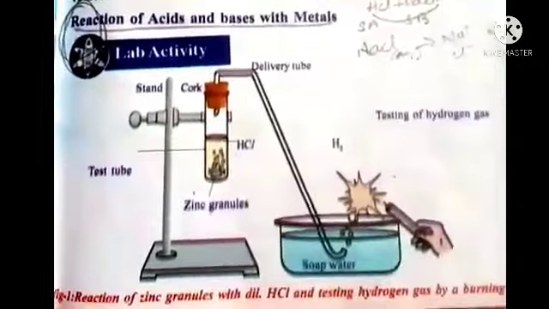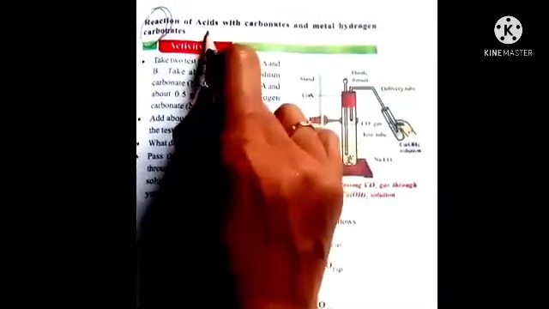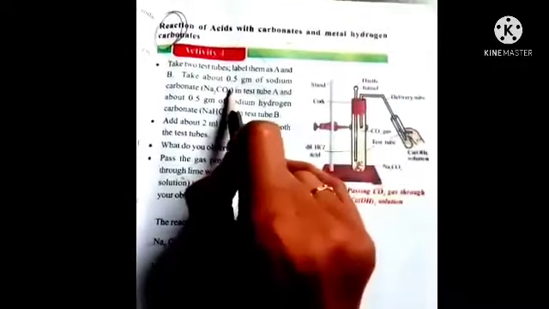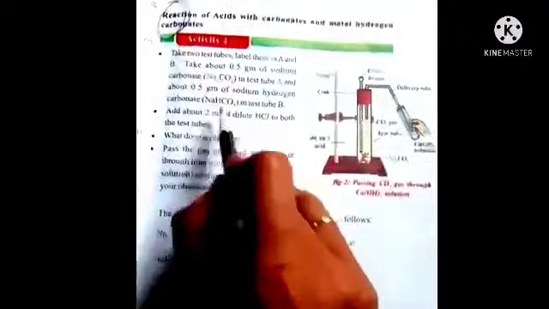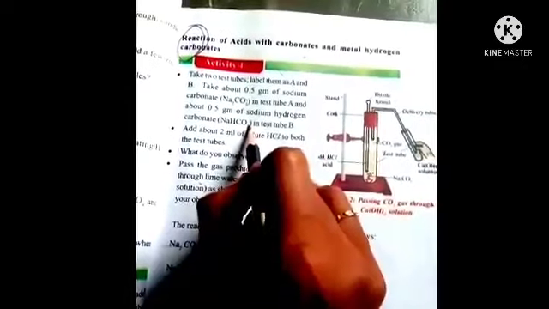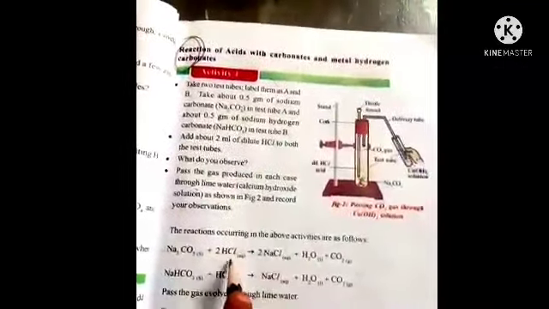Next is the reaction of acids with carbonates and metal hydrogen carbonates. Here the acid's H plus ions react with carbonates. We take sodium carbonate, and for metal hydrogen carbonate, sodium hydrogen carbonate. Acids react with sodium carbonate and with sodium hydrogen carbonate. Here we take HCl, hydrochloric acid, and sodium carbonate.